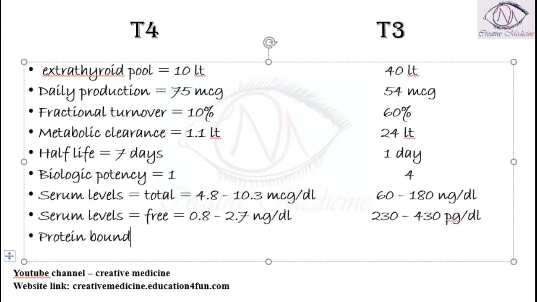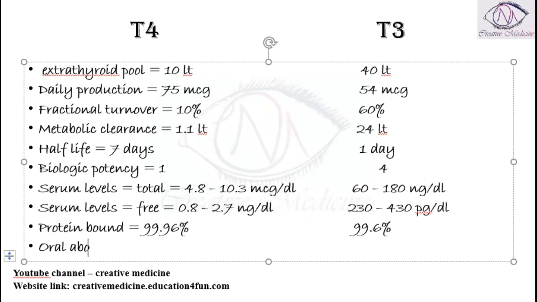Protein bound. T4 is almost 99.96% protein bound, whereas T3 is 99.6% protein bound. Oral absorption. Oral absorption of T4 is around 80%, whereas oral absorption of T3 is almost 95%.